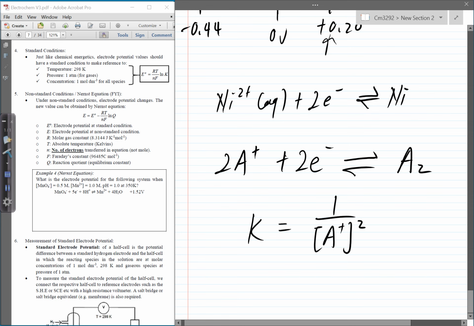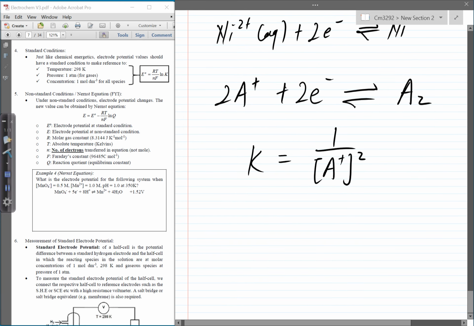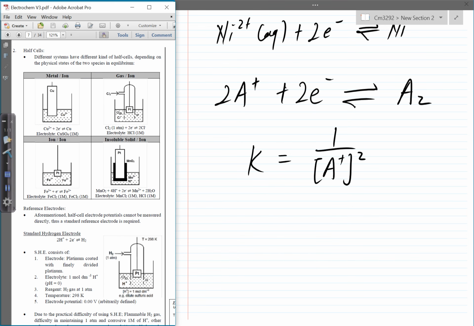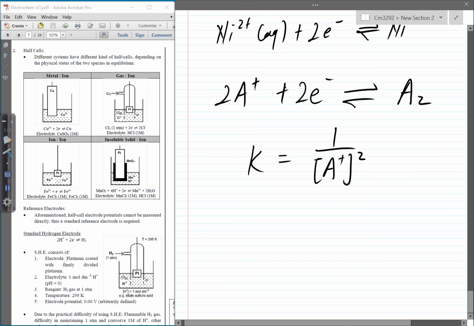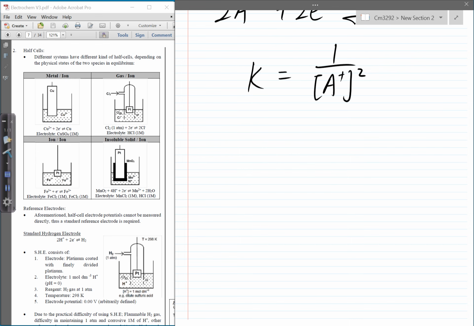Same thing for pressure, right? So if you go back to the half cells section, you see that everything is at 1 molar, right? So for example, for the standard hydrogen electrode, if you look right here, the insoluble solid / ion, you can see that the concentration of HCl is 1 molar, right?